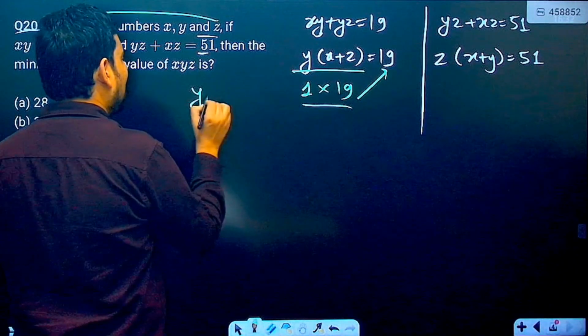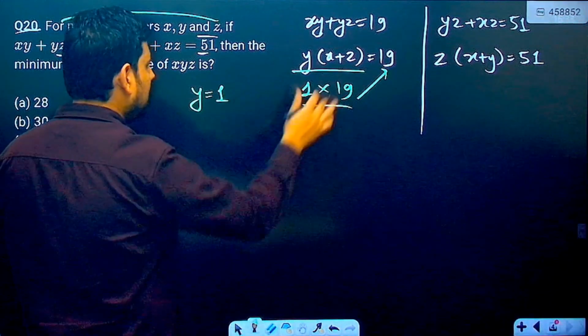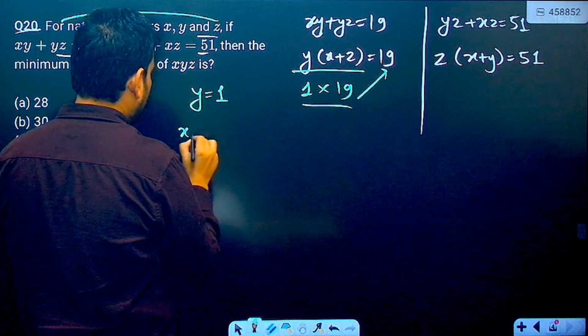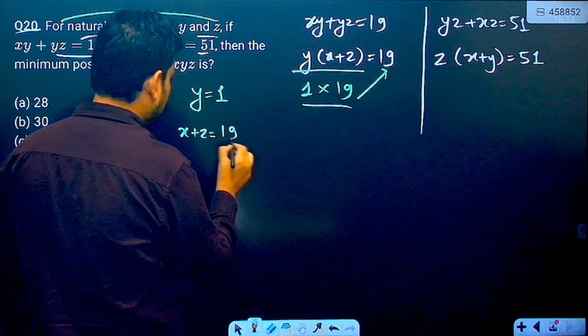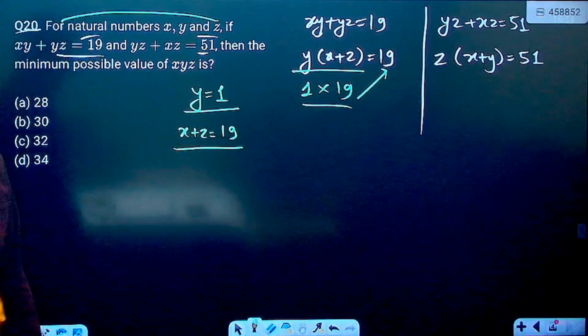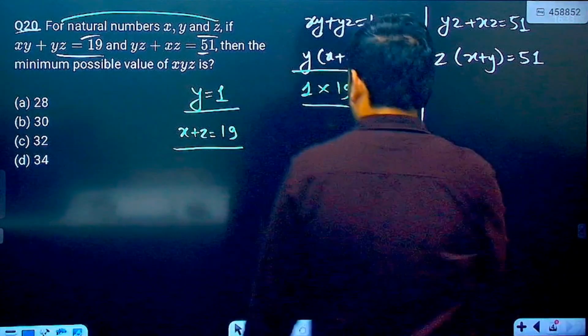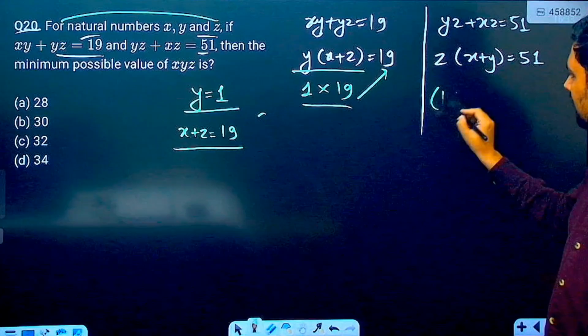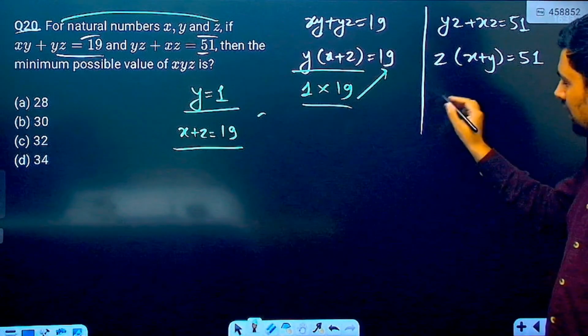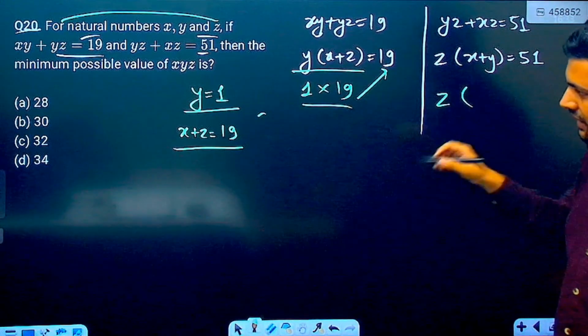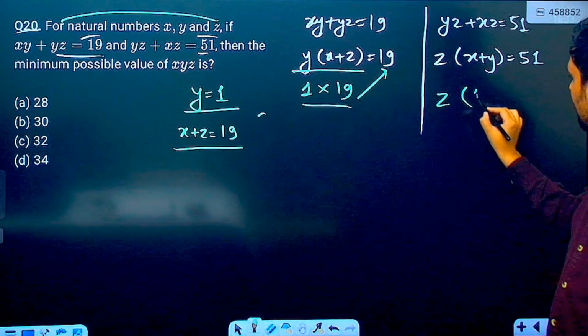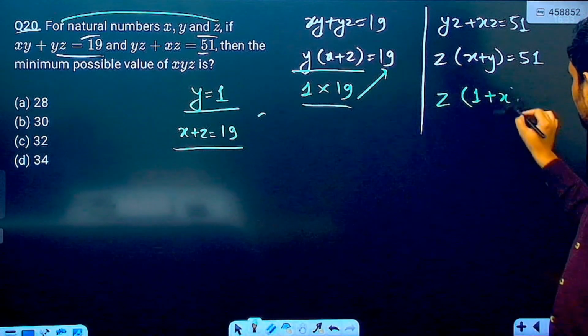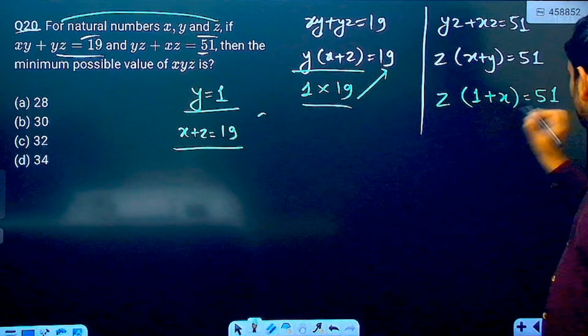Straight away you get the value. One value you have already solved. Y is equals to 1. The other value is x plus z is equals to 19. These are your two values. Now you put this here, put this here. So let z be as it is, and here y is 1. So this plus x is equals to 51.